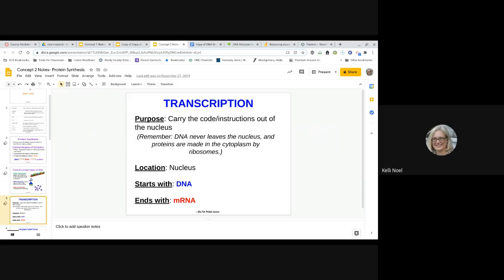Location. This is happening in the nucleus. It's going to start with the DNA, and then it's going to end up with your messenger RNA. So transcription is getting a copy of the instructions in the nucleus. It's getting it from the DNA to an mRNA, messenger RNA, and the messenger RNA is what is going to be able to leave the nucleus to go to a ribosome.